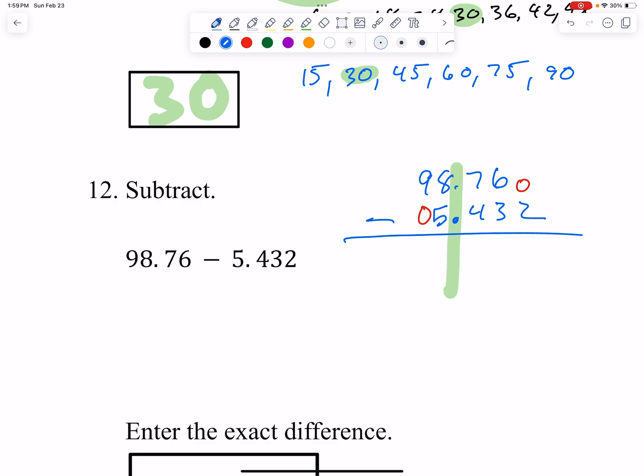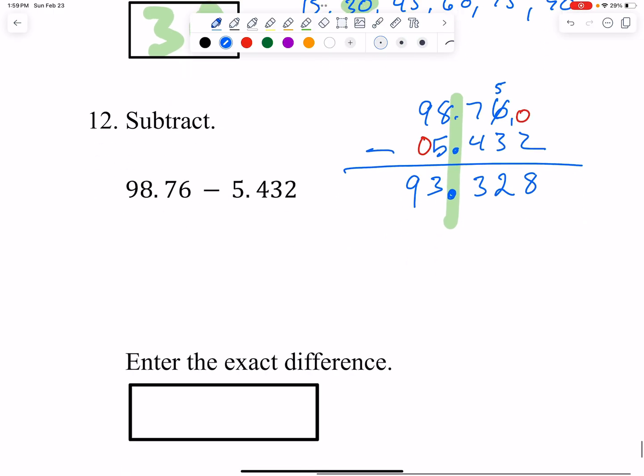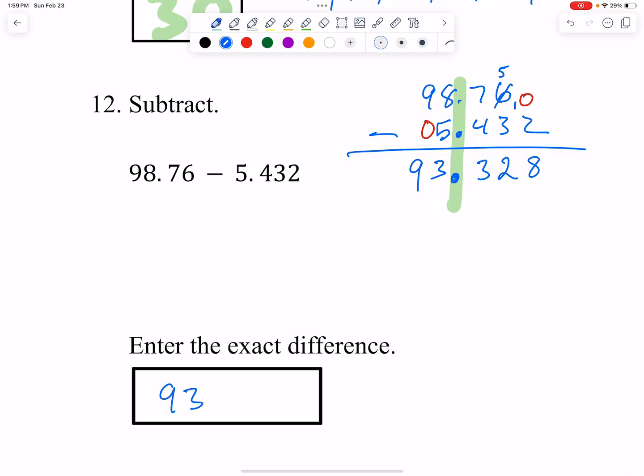So let's see. I can't subtract 2 from nothing, so I'm going to borrow from the 6. I'm going to borrow 1, so I'm left with 5, and the 1 goes there. So that gives me 10 minus 2, which is 8. 5 minus 3 is 2. 7 minus 4 is 3. My decimal lines up right there. 8 minus 5 is 3, and 9 minus 0 is 9. So this one wasn't too horrible. The difference was 93.328.